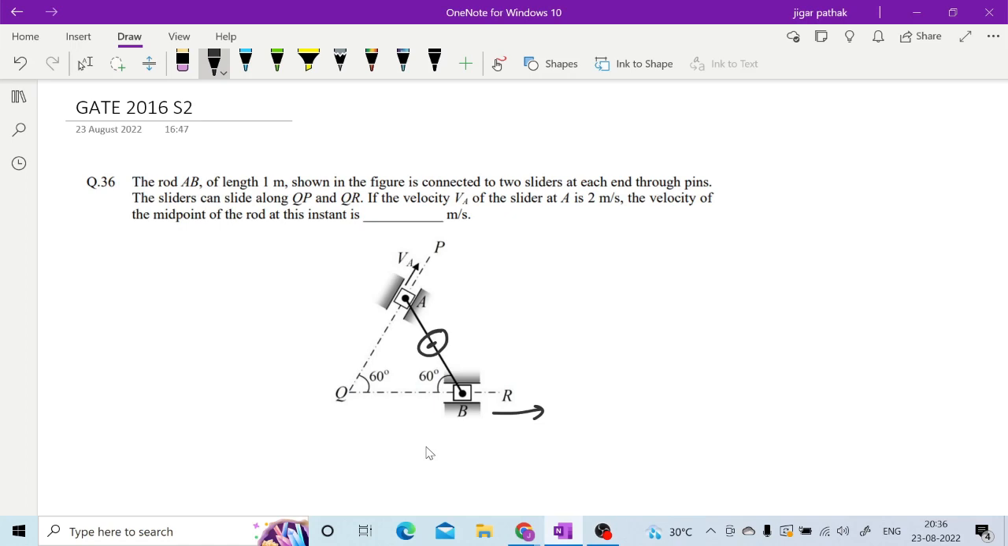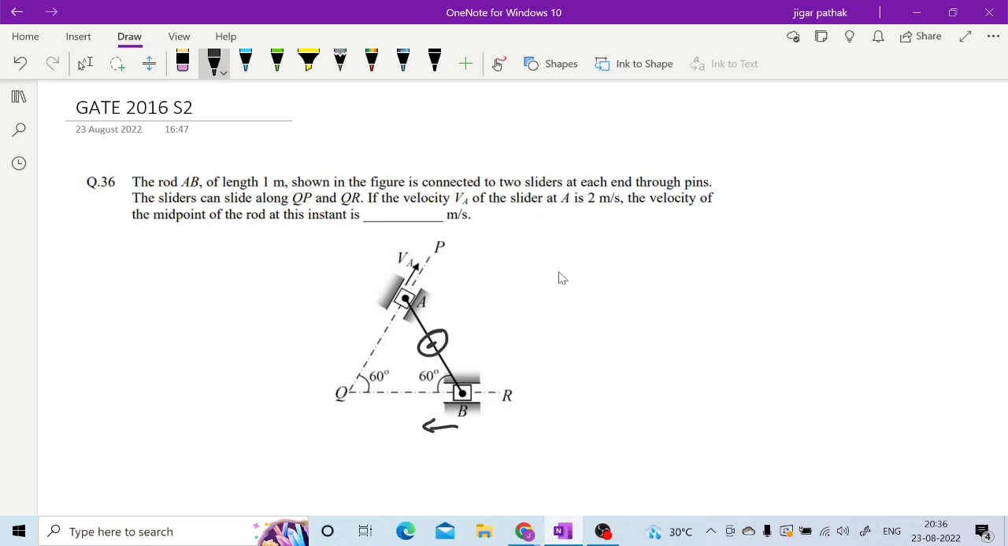Sir, one thing: how would the direction of B be on the right side, because if P rotates, then R may be inward, or on the left side? It may be inward. But in short, it is in the horizontal direction. So in order to build your instantaneous center diagram, it is enough that it is in the horizontal direction, whether inward or outward.